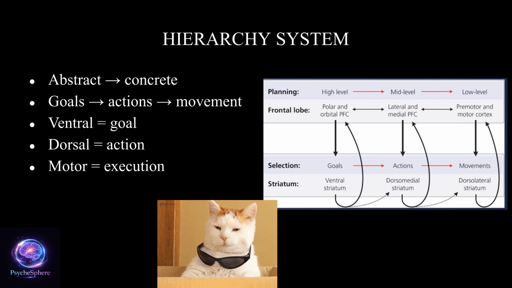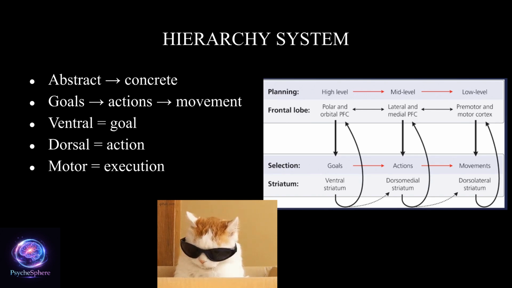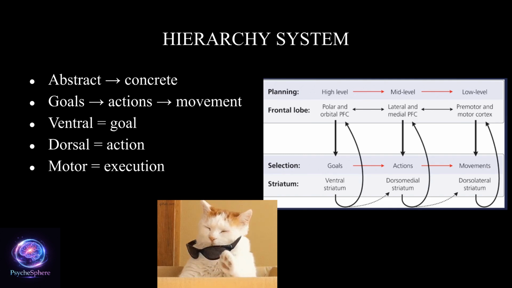Each of these levels connects to a different part of the striatum. Our ventral striatum selects the goals. Our dorsomedial striatum selects the actions, and our dorsolateral striatum controls the movements. So the system moves from what you want, to what you do, to how you do it.